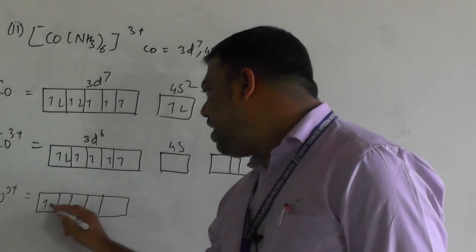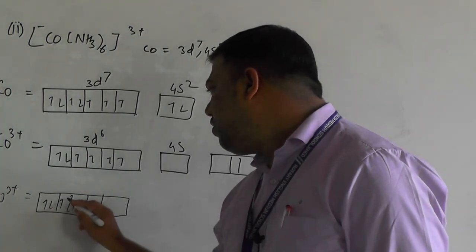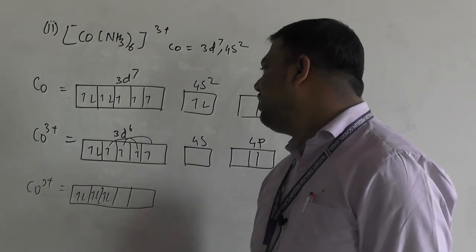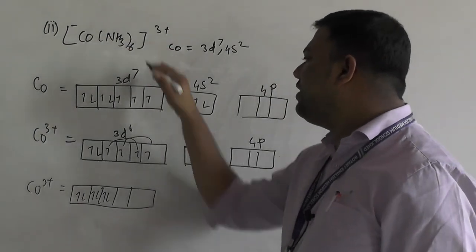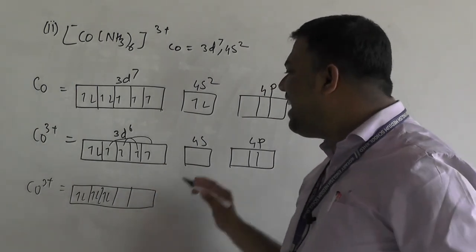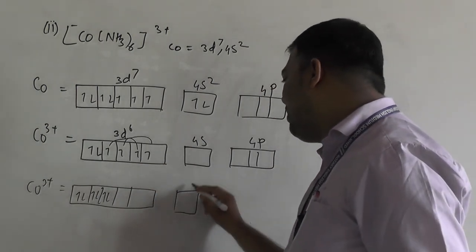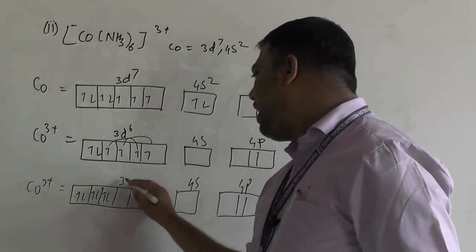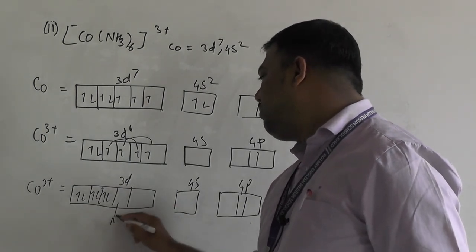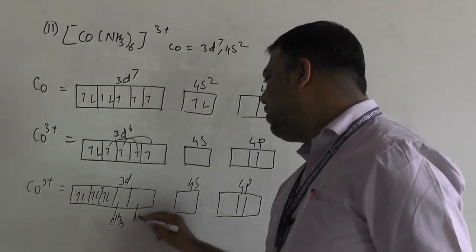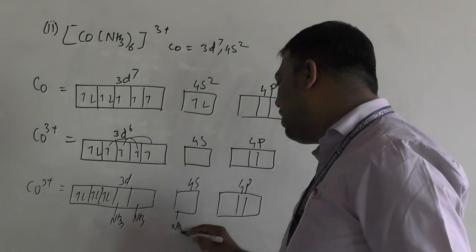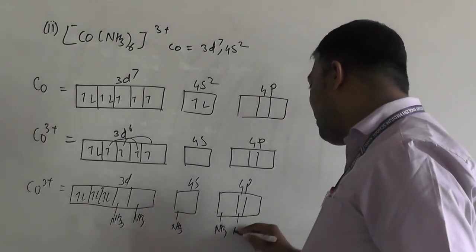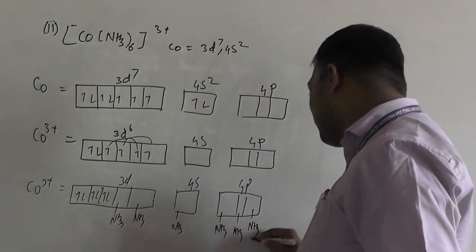1 2 3 4 5 6. This goes here, this goes here. Because ammonia is a strong field ligand, 4s is empty and 4p is also empty. Then what will you get? Hybridization: here ammonia, here also ammonia, 1 2 3 4, 5 and 6.